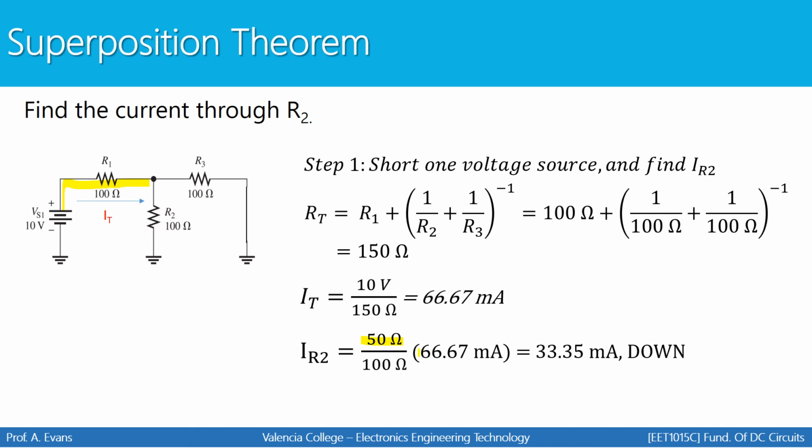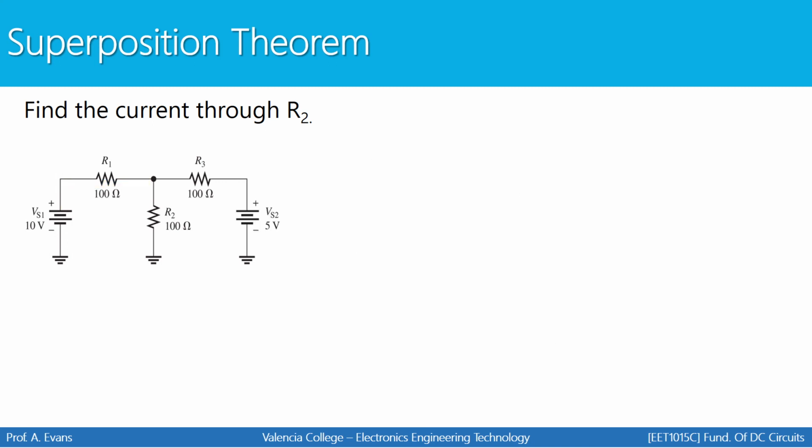And this is very important. You must write down the direction of the current, because at the end of this problem, we have to algebraically sum each current that we have found, and you have to know the direction in order to do that. So make sure that you indicate that the current is flowing down in this case.